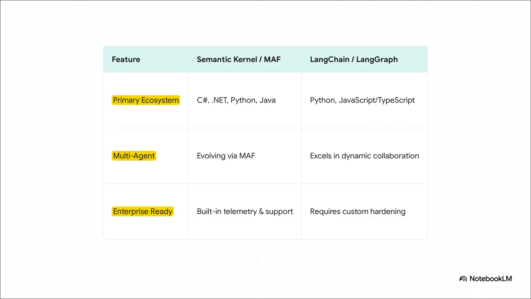And this is where it gets really interesting, especially when you compare it to something like LangChain. For a long time, LangChain has been the king of rapid prototyping, especially for the Python community. It's fast, it's flexible, but Semantic Kernel was built with a totally different philosophy. From day one, it was about enterprise-grade stability, security, and deep native integration with the whole Microsoft ecosystem.